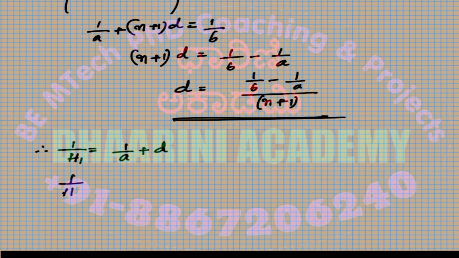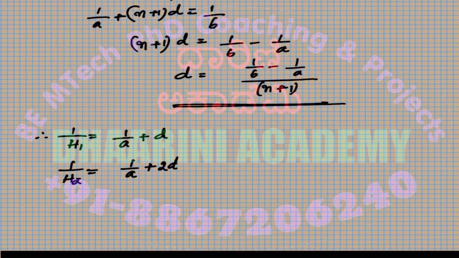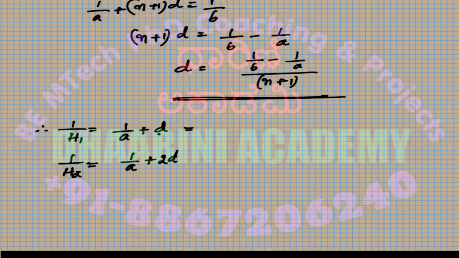Then 1 by h2 should be the same 1 by A plus how many D's? 2 times D. So let's try to write this. Therefore, 1 by h1 should be equal to 1 by A plus the D value. What is the D value we get?